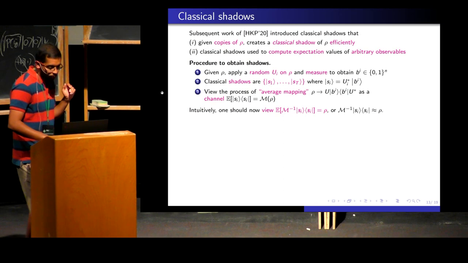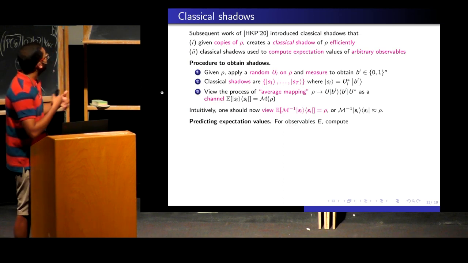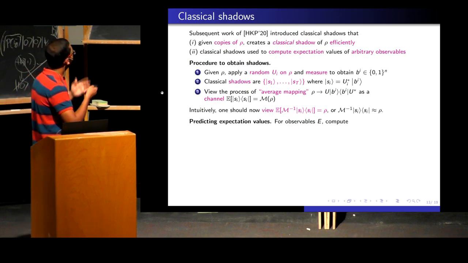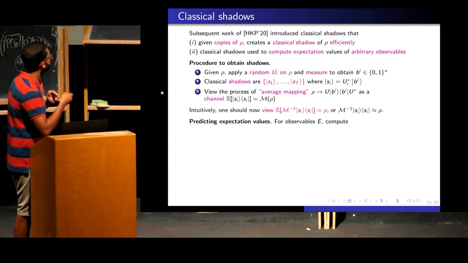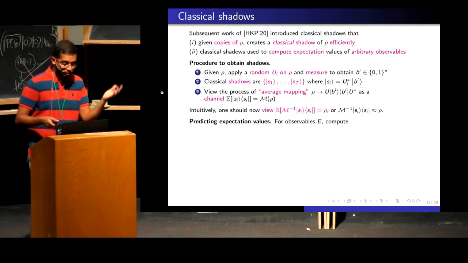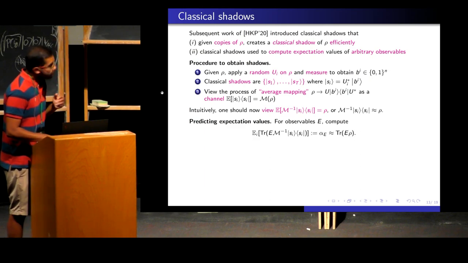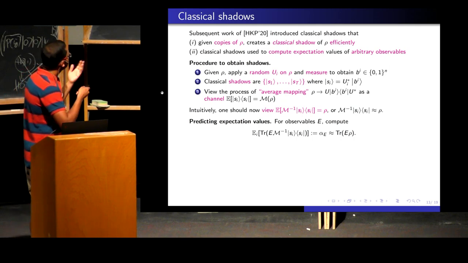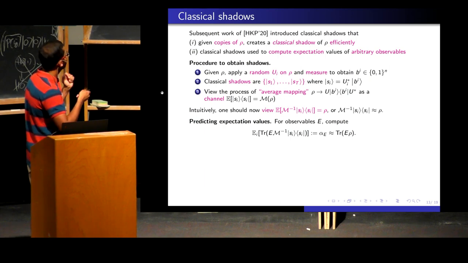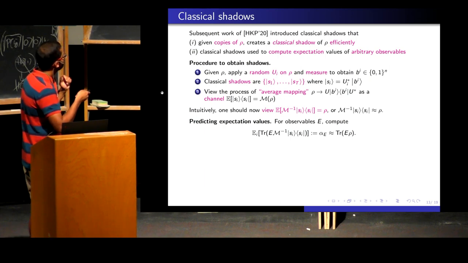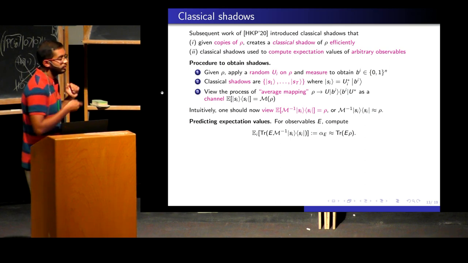That is essentially the idea. At this point, what they do is the following. I perform classical shadows, I get this S1 to ST, and then I give you an observable E. They view this entire operation as applying this channel M, and then computing the trace of E times M inverse of this, which you could have computed on your own. Let me call this thing alpha E. The trace of M inverse of S_i times S_i was approximately rho, and the trace of E times this was approximately the trace of E times rho.